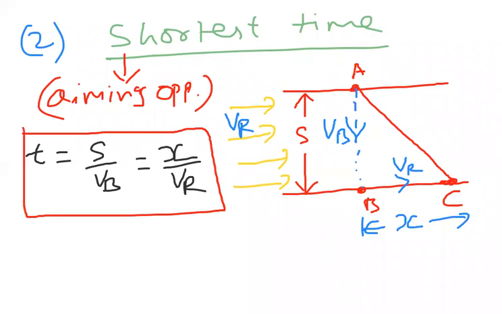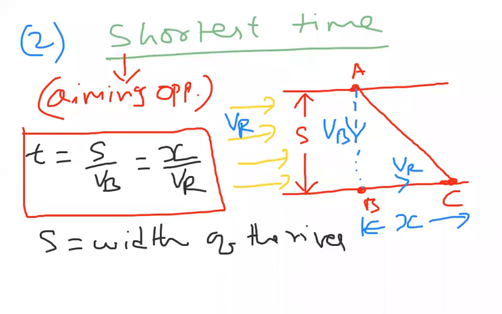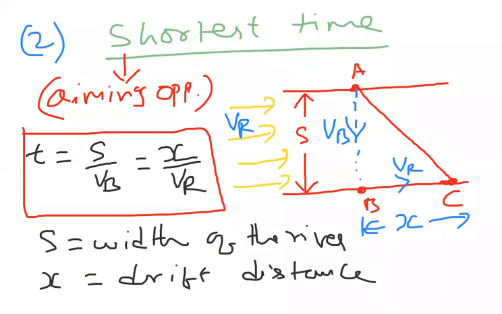So I hope you are clear with this idea, beta. This is the topic called shortest time. The shortest time is when aiming and moving opposite. What is S? S is called the width of the river. And what is X? Drift distance, how much it is drifted from B to C. So I hope you are clear with the topic shortest time. The boat is moving, aiming opposite, but the river is pushing it off so that it reaches another point. It has been shifted from B to C. That is called the drift distance.